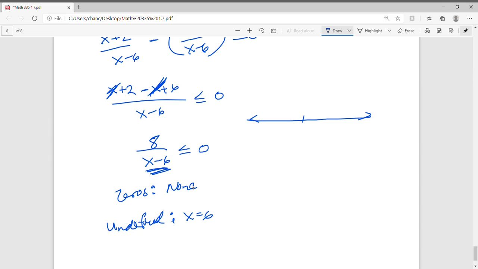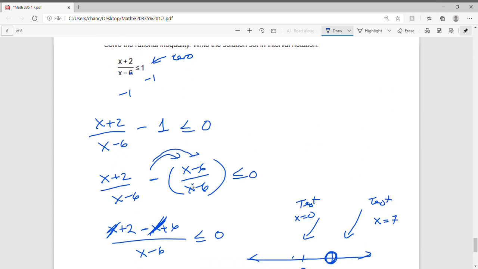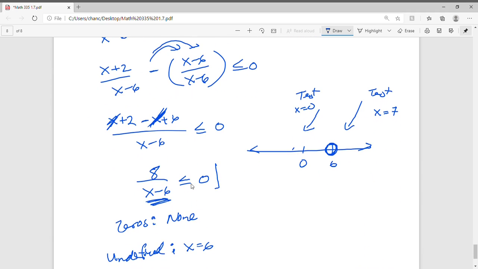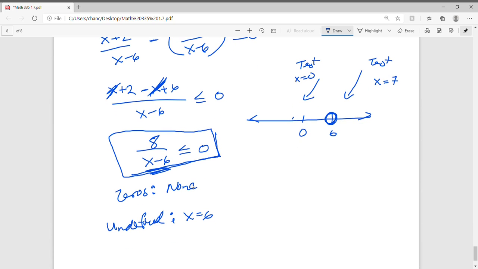So let's go to our number line, and we're going to put an open circle at 6 because it's undefined there. And let's test to the left and to the right of 6. I'm going to test x equals 0, and I'm going to test x equals 7. Now, you can go back to the original equation and plug it in, or you could use this equation. It's up to you. It'll both work. So I'm going to use this one. It's a little bit easier to see.